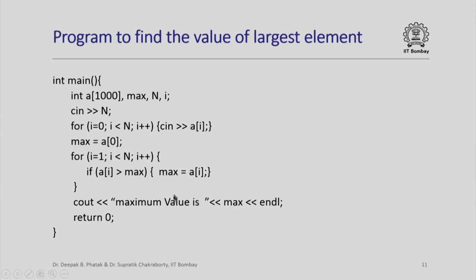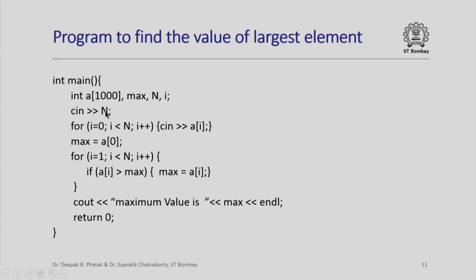Here is another example which finds the value of the largest element. You are familiar with how to find out maxima of given numbers. This time we read all the numbers in an array and then find out the maximum. So, here is an example where an array A is declared with 1000 elements. We have a variable called max. N again is the number of elements whose maximum we wish to find out. I is used here as a counter instead of count, but the effect is exactly the same.